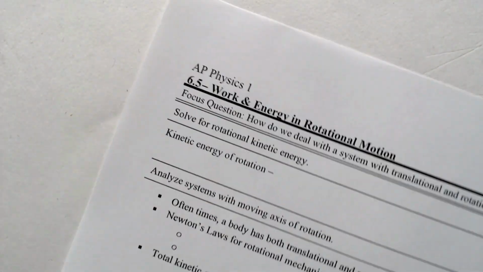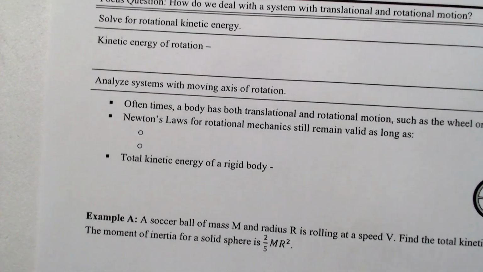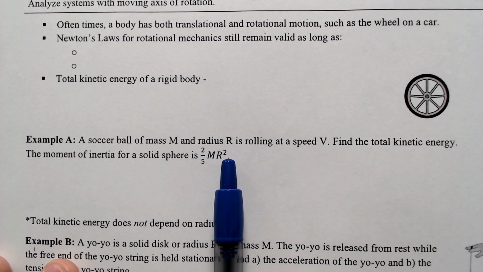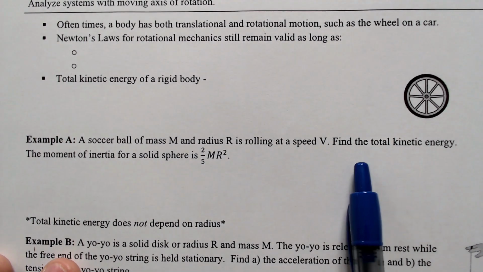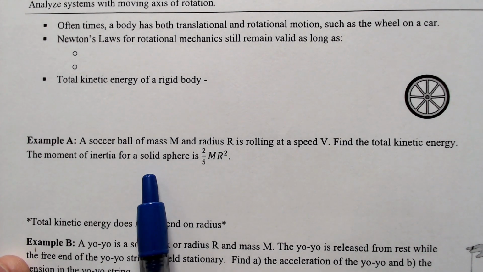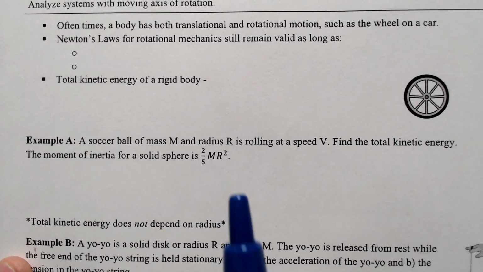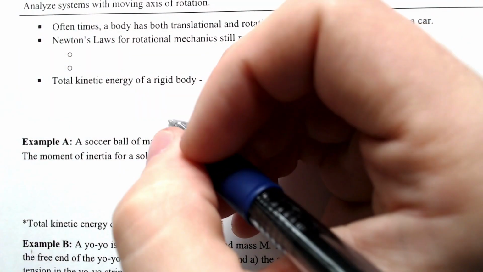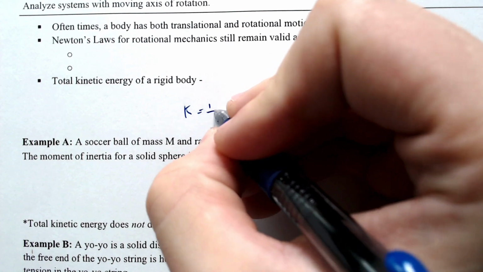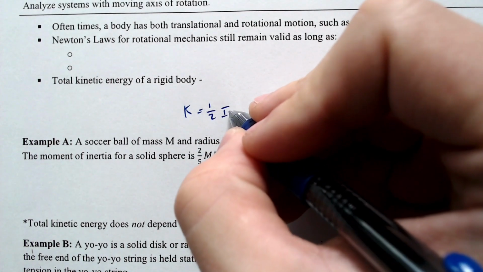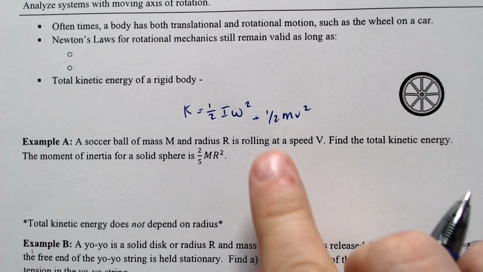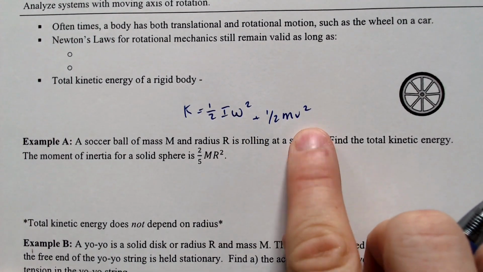So the first example that we're going to have is going to be a soccer ball with a mass of m and a radius of r rolling at a speed of v. Find the total kinetic energy given the moment of inertia for a solid sphere is 2/5 mr squared. Remember, we just had kinetic energy is equal to 1/2 the moment of inertia times angular velocity squared, plus 1/2 mv squared. Notice how we have angular velocity and we have linear velocity.